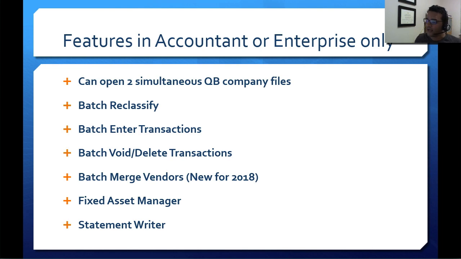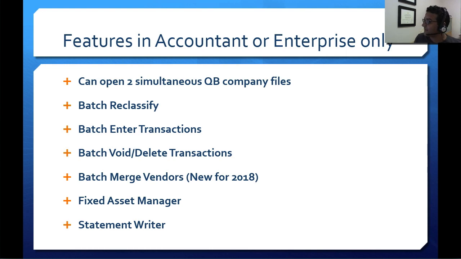Now, in addition to that, there are features that are only available in the Accountant Edition or in the Enterprise Edition. Any Enterprise Edition, whether it's accountant or not, or specifically the Accountant Edition, has these specific reasons. One, you can open two QuickBooks files at the same time. That's actually really, really useful, especially when you're reconciling intercompany transactions.